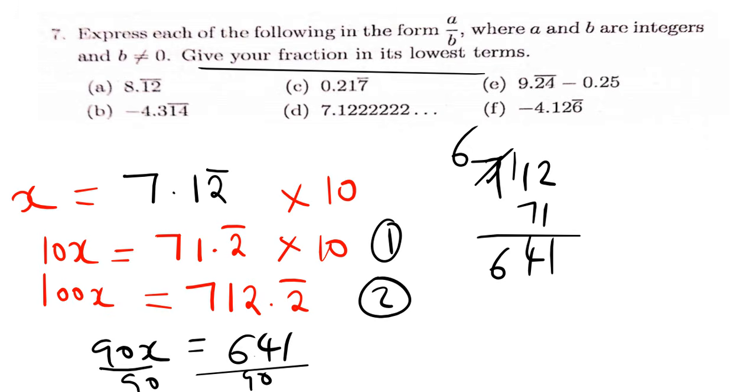Then our x therefore will just be equal to 641 over 90. If there's any number that can go into both, you can try it and simplify it further. Like I've said, I don't have a calculator, but it's still not even complicated. If there's no number that can go into that, then it's fine, it's still a fraction.